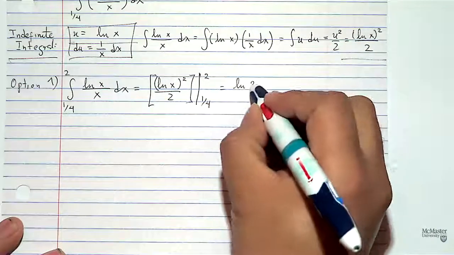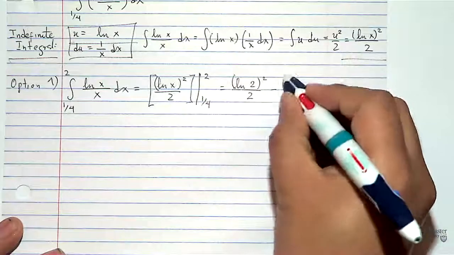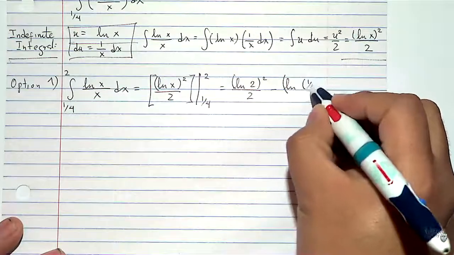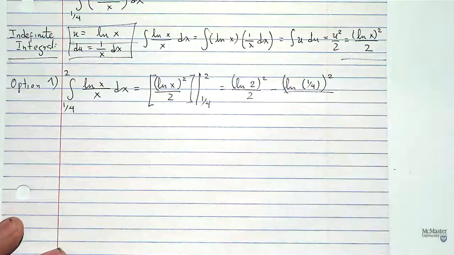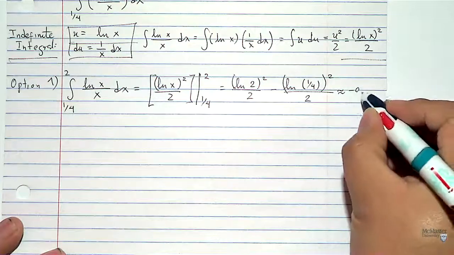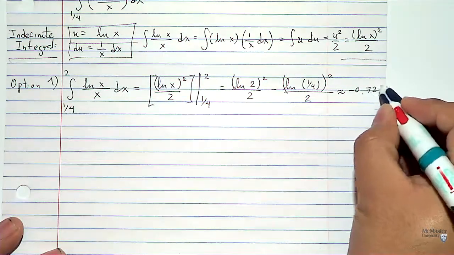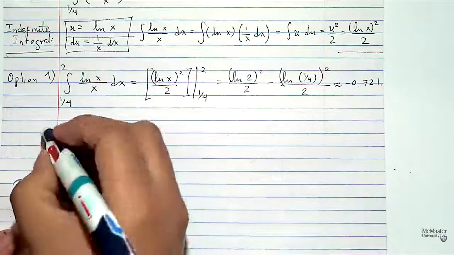You have natural log of 2 squared divided by 2 minus natural log of 1/4, so this log is squared outside, divided by 2, and then you take the difference. If you do the computation with a calculator, you get something like this. So the important thing is the algebra at this point.